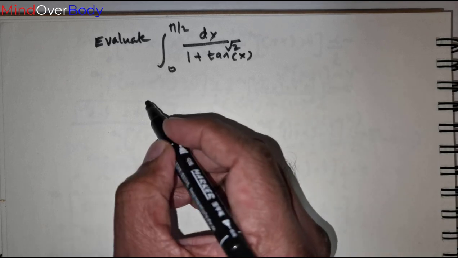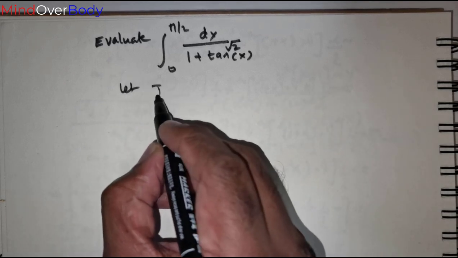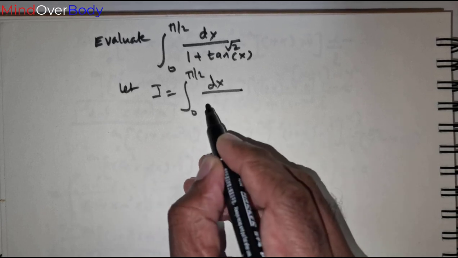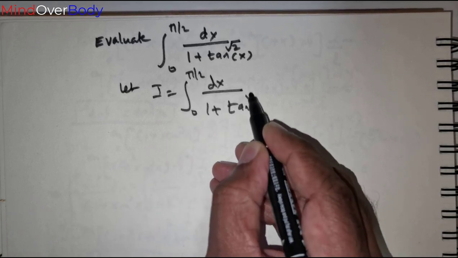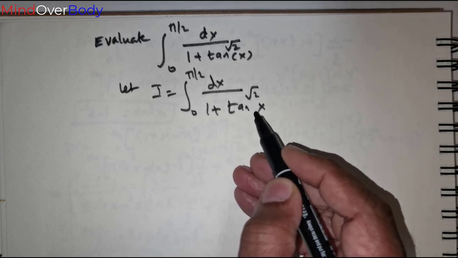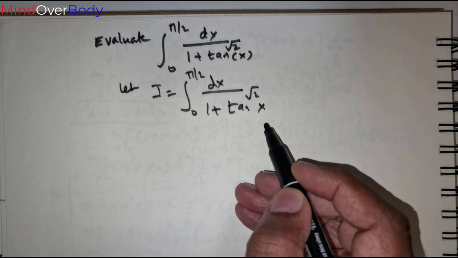Now foremost, what I wish to do is let I be equal to the integral from 0 to pi over 2 of dx over 1 plus tan root of 2 x. Actually the root 2 is raised as an exponent here.